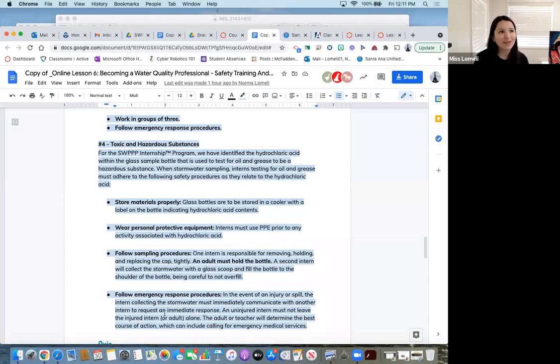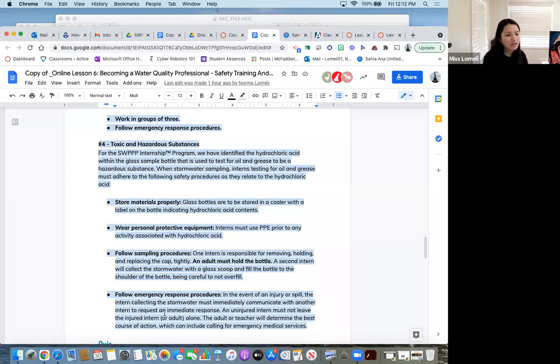That would be only if we were on campus, we would be dealing with a hazardous substance. So you are dealing with some chemicals here, but they're not as hazardous as this one. So we're not sending that home. So we would store the materials properly. Glass bottles are to be stored in a cooler with a label on the bottle, including hydrochloric acid content. So you would label it to let everybody know that there's some sort of hazardous substance in there.